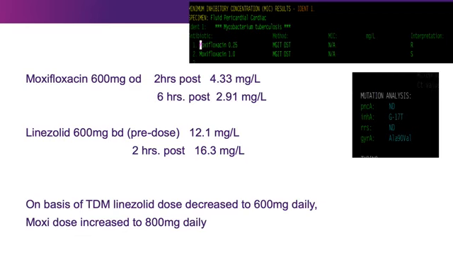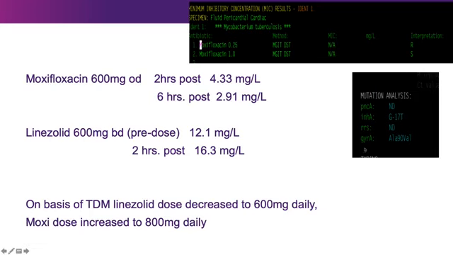So this is some of the data. These are some of the levels that were done for moxi and linezolid. Before we get to those, I think this is following on from Chris's talk, and I think it's a nice way of looking at the role of TDM in the context of the overall patient and the other data we get from the mycobacterial laboratory.